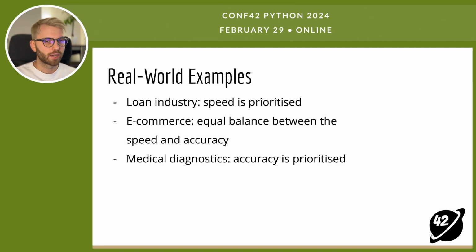So let me provide you some real-world examples so you can get a context. In the loan industry, when a person looks for a loan on the aggregator website, the loan providers must return the quote within a few seconds. Otherwise, their offer won't be shown. In this case, the speed is prioritized because this is usually not the final offer, and the underwriters can later review the case in more detail to make a final decision.